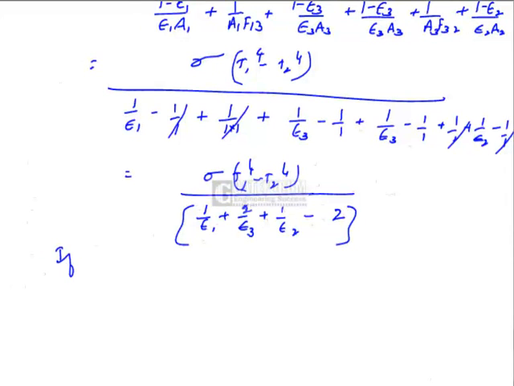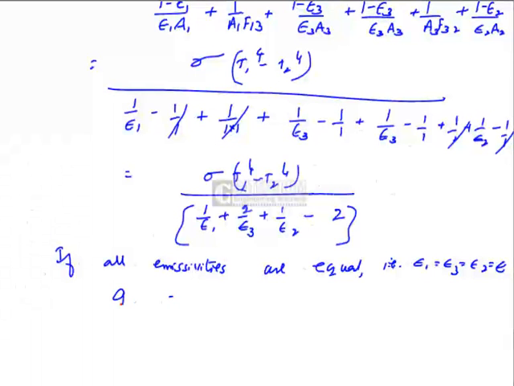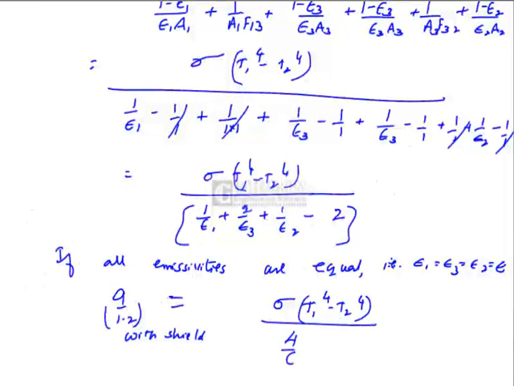So this results in, if all emissivities are equal, that is epsilon 1 is epsilon 3 is epsilon 2 is equal to epsilon, then Q12 with shield is equal to 4 by epsilon minus 2.